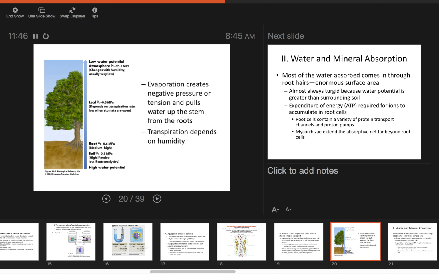So evaporation tends to cause a negative pressure or tension and pulls water up from the roots through the stem. There's transpiration, evaporation, pearls on a string. Transpiration also depends on humidity. If you have high humidity, obviously water vapor won't escape the plant that easily, so water tends to stay put, and if it doesn't move, well then water is not going to continue to move up. So lots of factors affect how water moves.